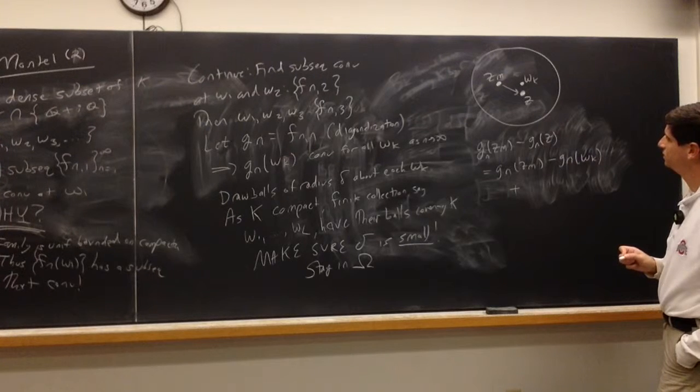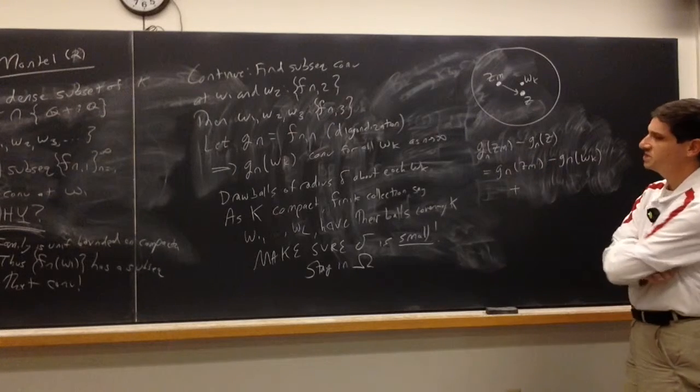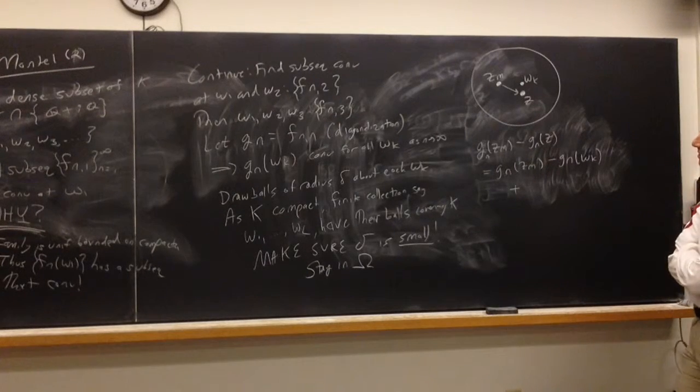Did you say that the sequence Zm eventually contains only rational elements or elements of WK? No, Zm is just some sequence that is approaching Z. So Zm is getting closer and closer to Z. So Gn of Zm minus Gn of Wk.